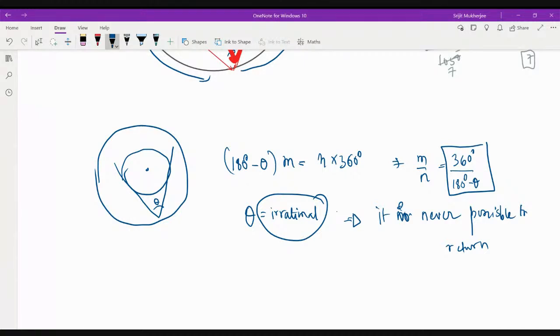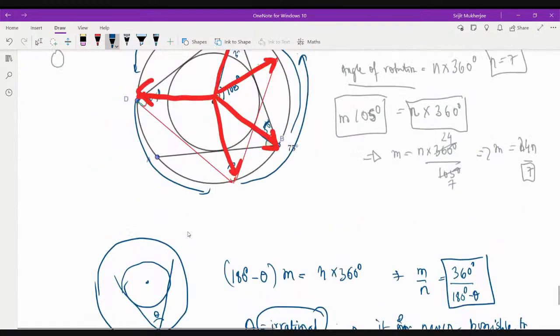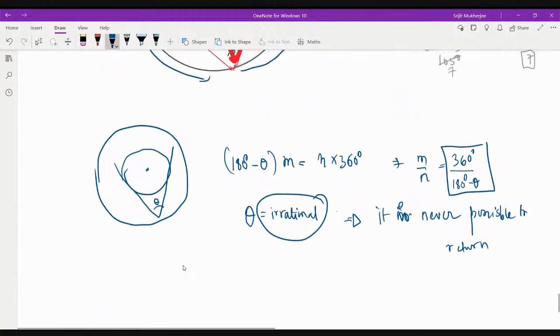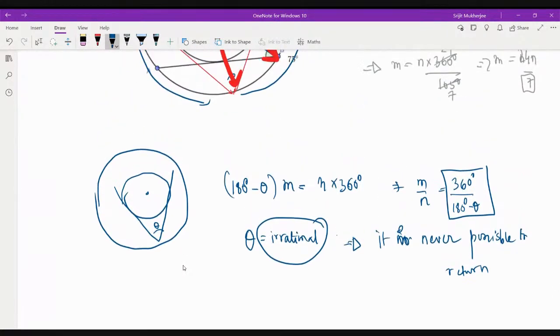Now, I already proved that if theta is irrational, then it's not possible. You can easily prove it. And prove that if theta is any rational number p by q, what is the possible m here? What is the number of rotations required?